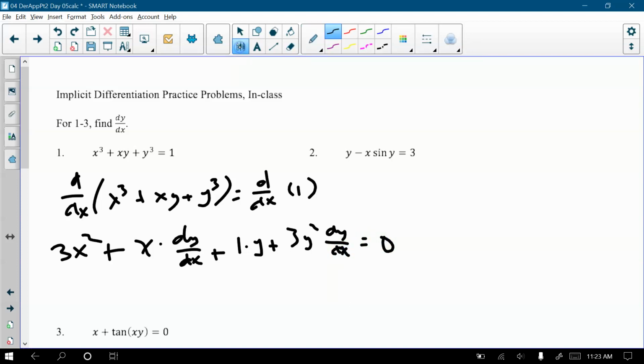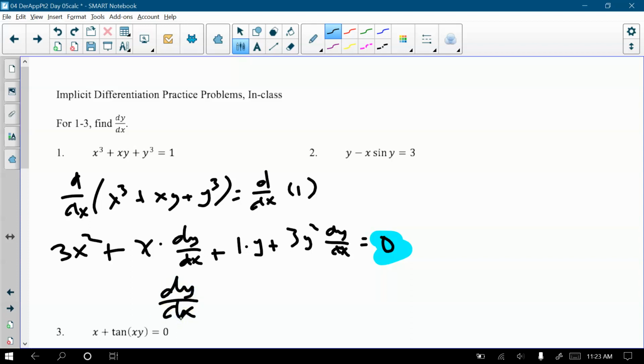Another common mistake that I see with this, and that Ms. Schwartz sees with this, is students forget that the derivative of the constant is 0. So be careful with that. Let's go and get everything on one side that's not dy/dx, and then all the dy/dx on the other side.